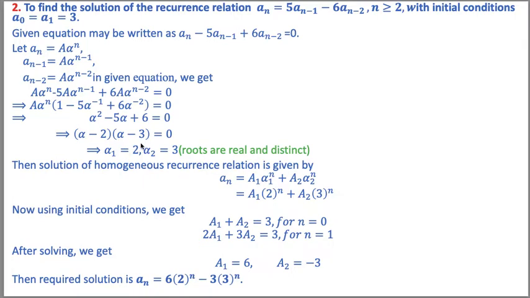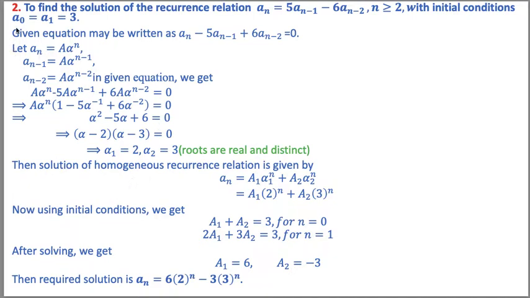If we substitute alpha 1 equal to 2 and alpha 2 equal to 3, then we get a1 2 raised to power n plus a2 3 raised to power n. But we are given some initial conditions, that is, a naught equal to 3 and a1 equal to 3. A naught equal to 3 means for n equal to 0, the value of an is 3. For n equal to 1, the value of an is 3.